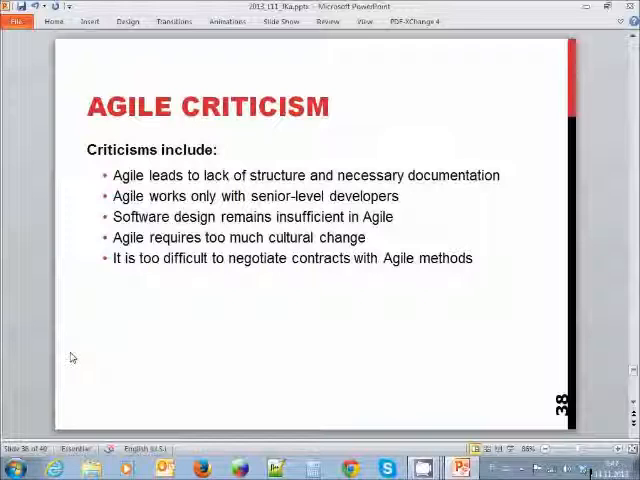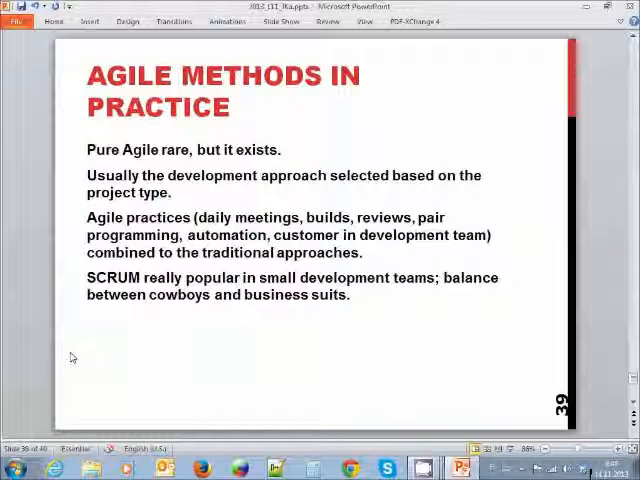And of course, if we are using agile methods, we may end up with a problem of having to negotiate a contract with certain deadlines and certain features and things like that. Some of these agile methods are simply too chaotic to be able to promise any of these things. So, in practice, it means that agile methods are used, yes. But pure agile is rare.